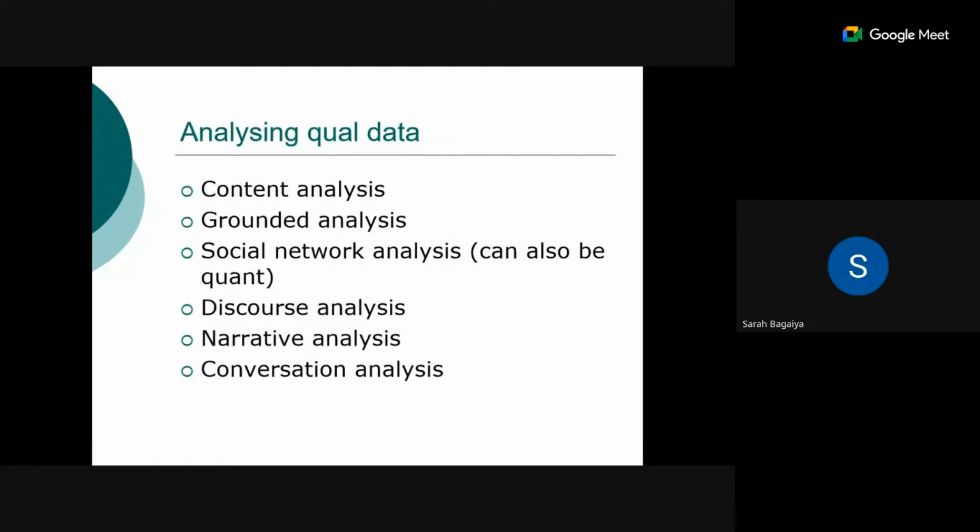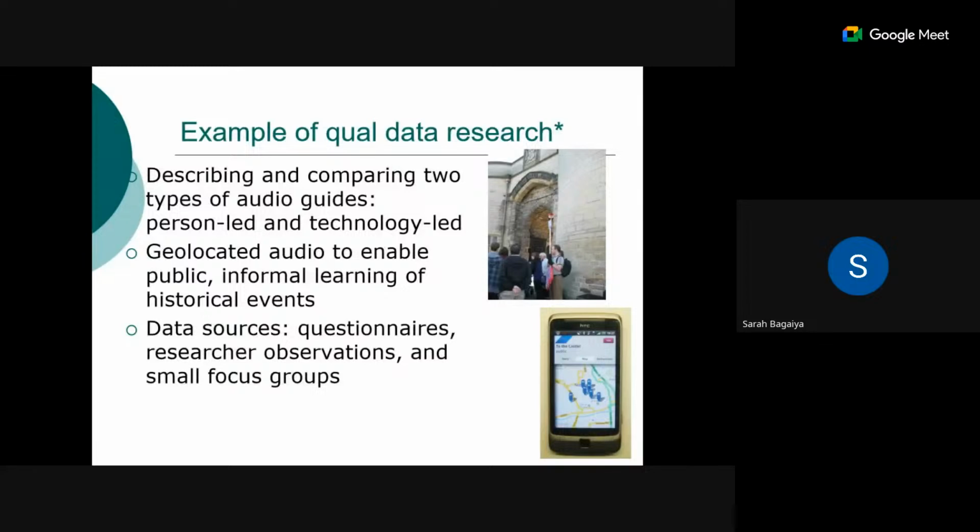So, analyzing qualitative data. Qualitative data is analyzed through content analysis, grounded analysis, social network analysis, discourse analysis, narrative analysis, and conversation analysis, because since this is non-numerical, these are the ways we can analyze qualitative data. Examples of qualitative data research: describing and comparing two types of audio guides, person-led and technology-led. Geolocated audio to enable public informal learning of historical events. Data sources: we have questionnaires, research observations, and small focus groups.